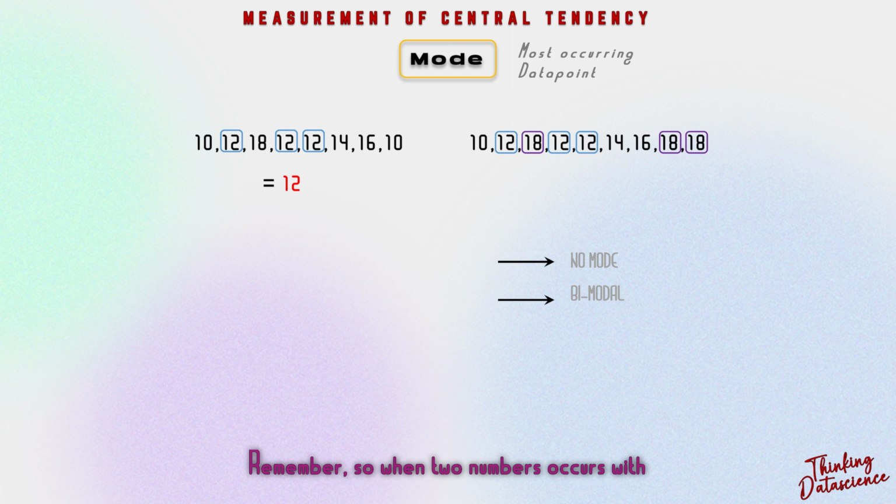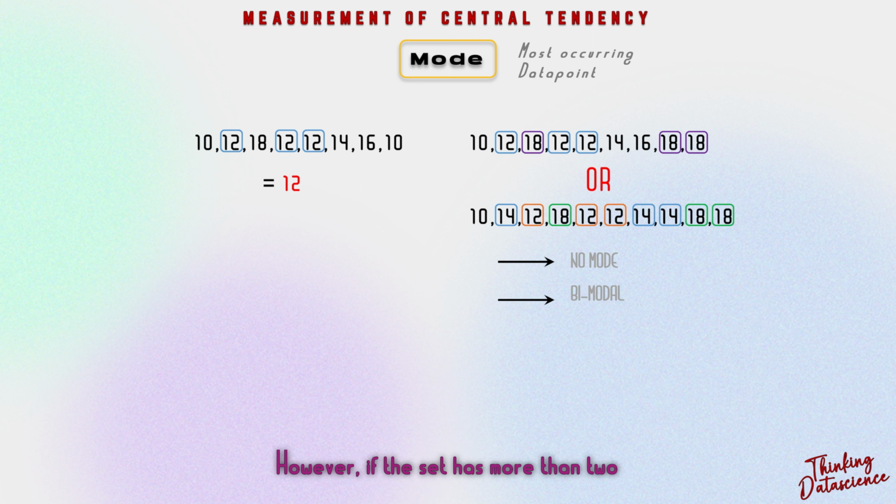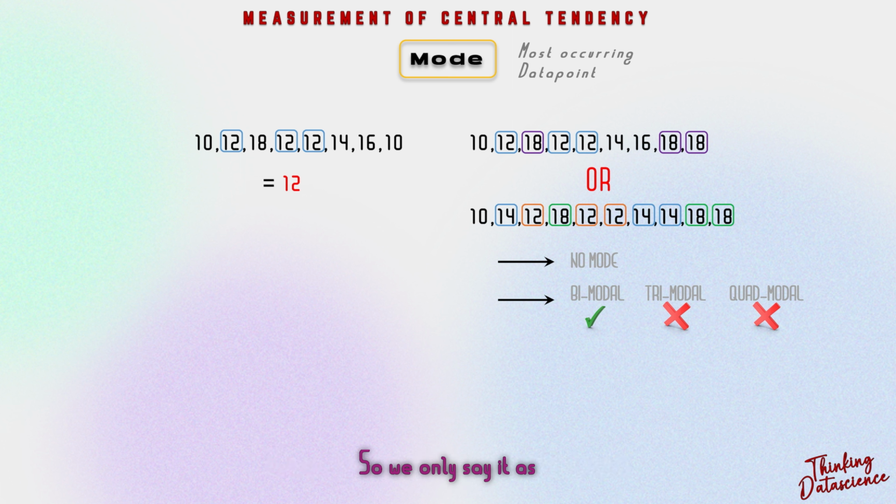Remember, when two numbers occur with the same frequency in a set, they are both considered modes. For example, in this set, 12 and 18 both occur 3 times. So we say that this is bimodal, meaning it has two modes. However, if the set has more than two values that occur with the same frequency, it is important to note that we don't use the term trimodal or quadmodal or any similar terms for sets with more than two modes. For instance, in the given set, 12, 14 and 18 each occur 3 times. So we only say it is bimodal or that there is no mode.